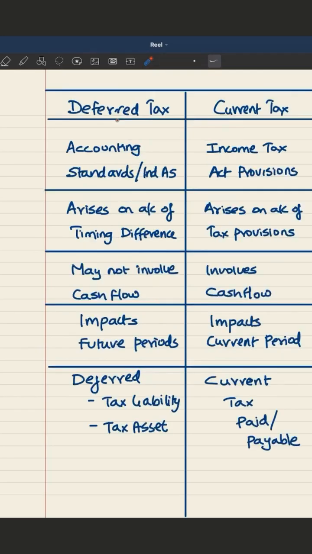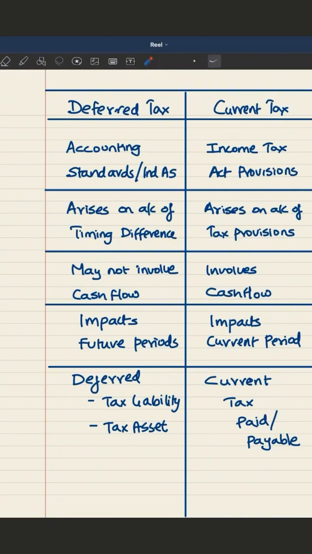So now we'll conclude this with an understanding of differences between deferred tax and current tax. Deferred taxes are calculated following the provisions of accounting standards, Ind AS as the case may be, whereas current tax is calculated as per income tax provisions. Deferred tax basically arises on account of timing differences. As I told you, in the current year you pay more taxes, but in future that is going to be reversed. Or in the current year you pay less taxes and the difference will be paid in the future. So we call that timing differences.